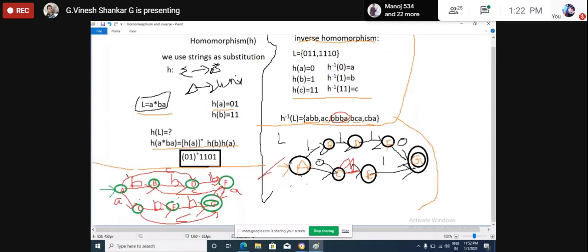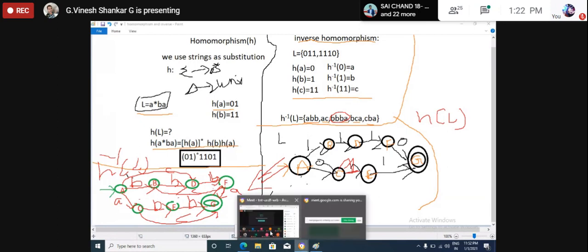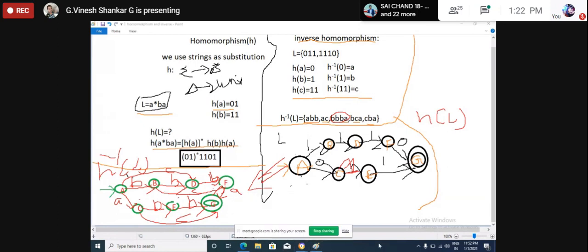The given DFA I have converted in this form. This is your h of L, and this is your h inverse of L, a DFA. With the DFA I have represented h inverse of L by following the rules. I hope it is clear. If anybody has any doubt, please respond.